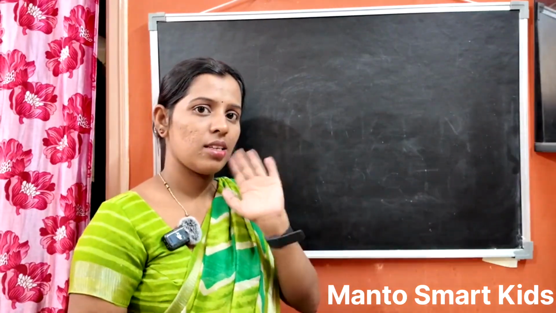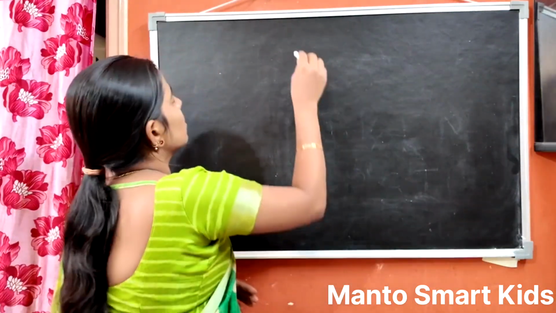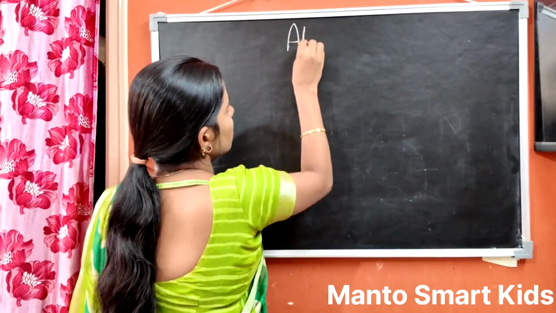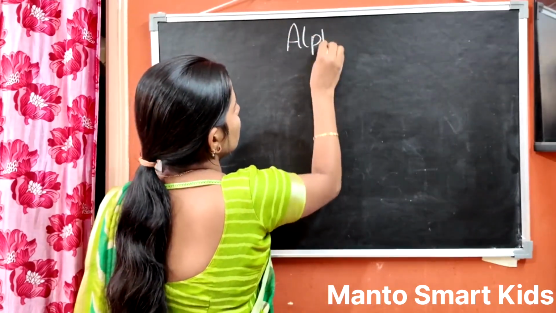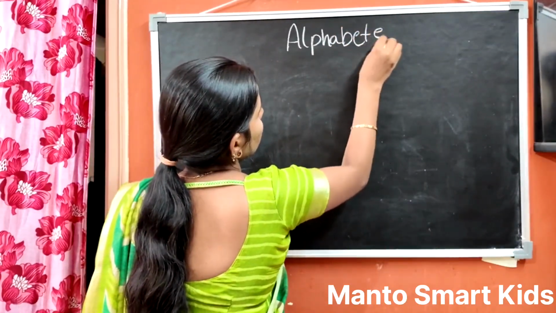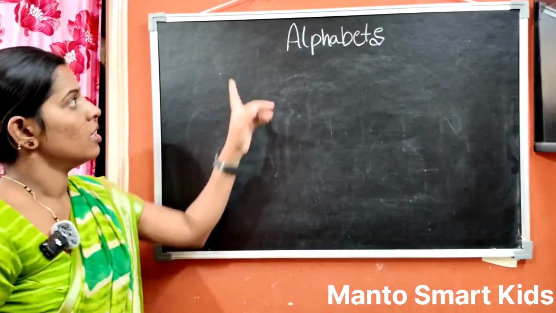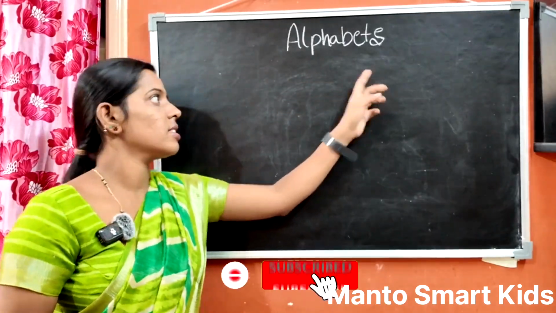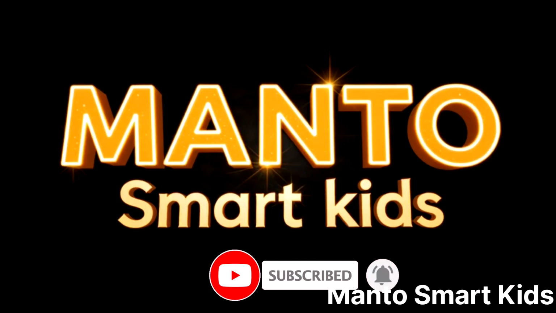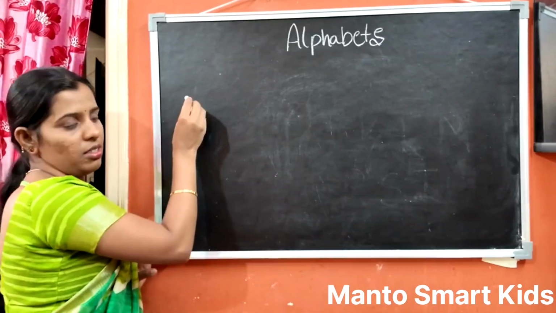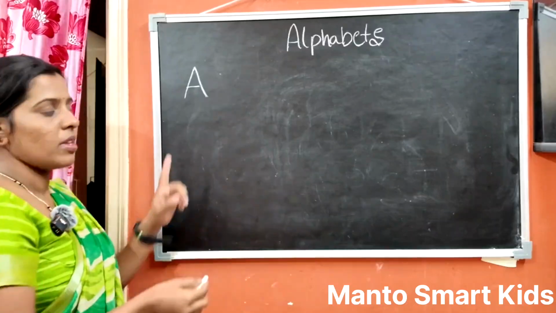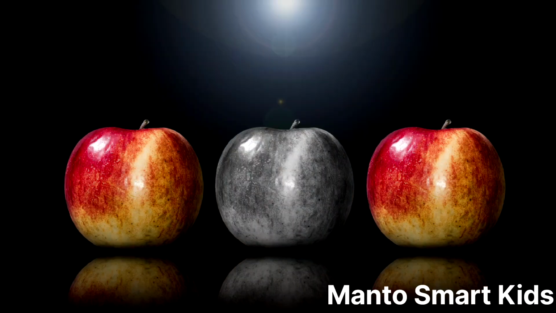Hi children, today I will teach you the English alphabets from A to Z. This is English alphabets. Want to smart kids. This letter is A for apple.